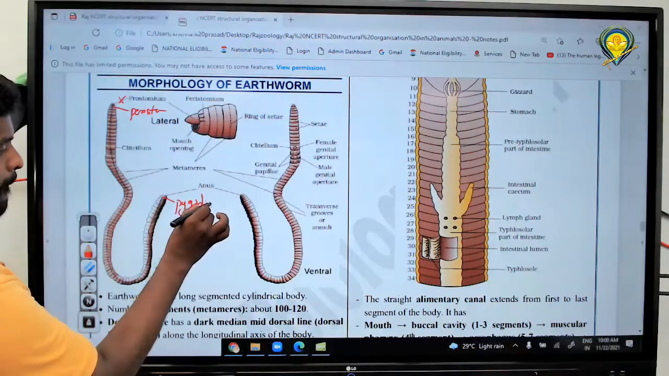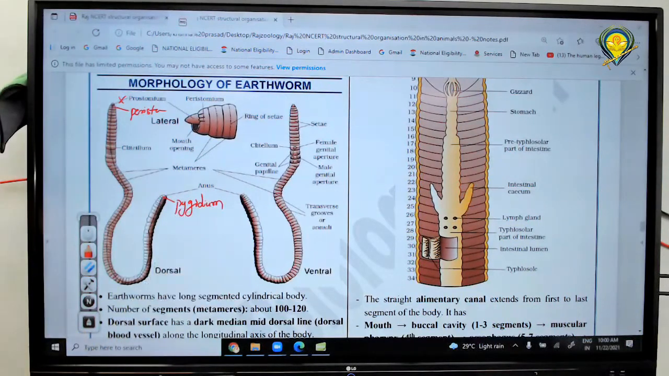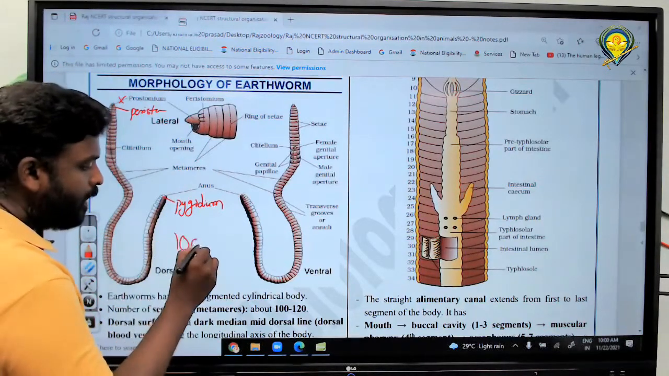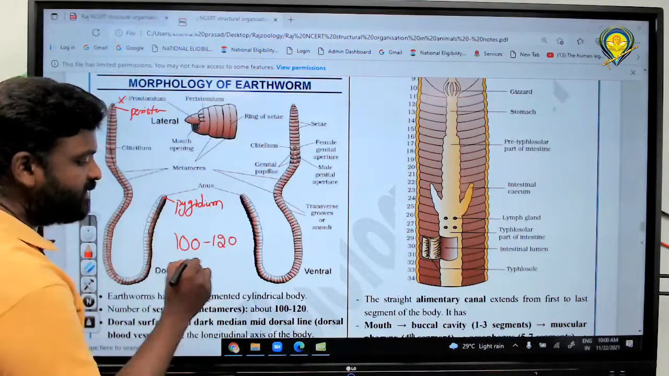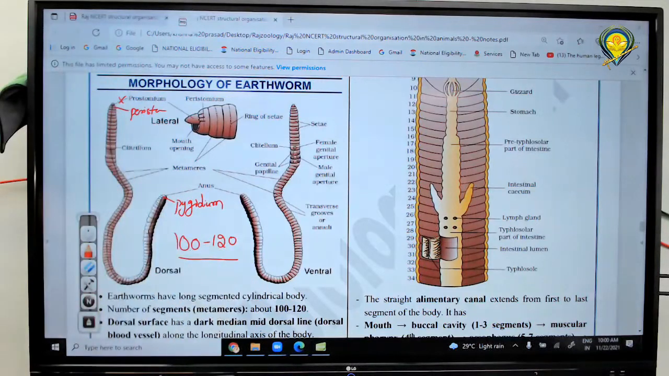Pygidium. Last segment of the body. Right, all of you? From the first segment to the last segment, how many segments are there in total? 100 to 120 segments throughout the length of the body. Right, all of you? This is what they are mentioning.